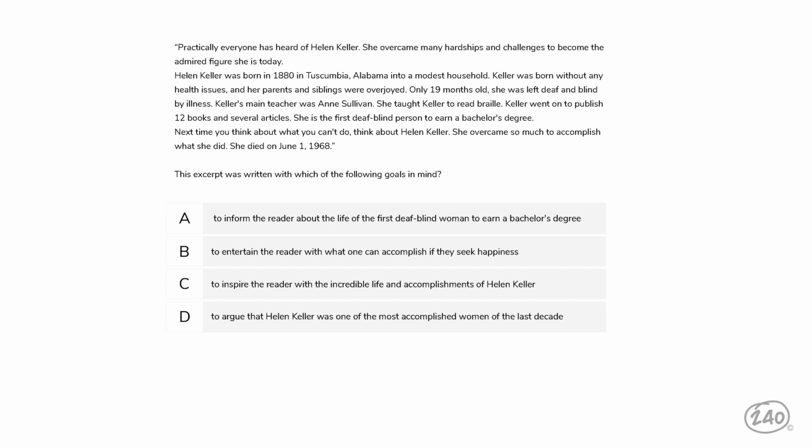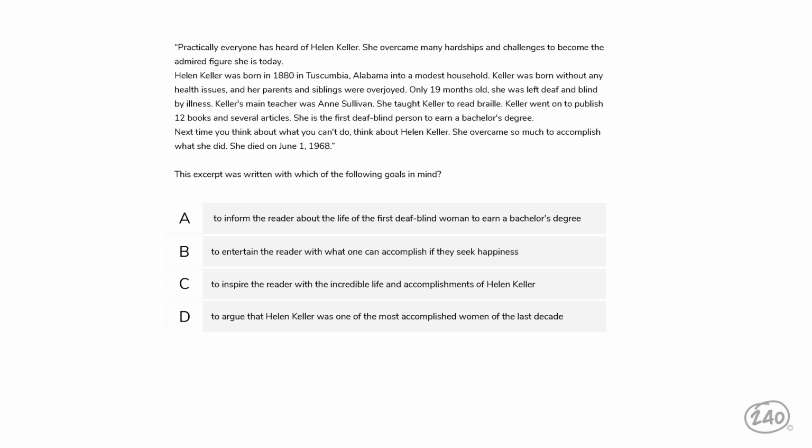This excerpt was written with which of the following goals in mind? To inform the reader about the life of the first deaf-blind woman to earn a bachelor's degree, to entertain the reader with what one can accomplish if they seek happiness, to inspire the reader with the incredible life and accomplishments of Helen Keller, to argue that Helen Keller was one of the most accomplished women of the last decade.